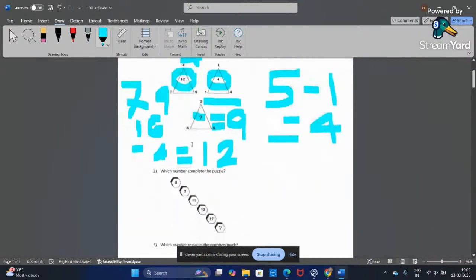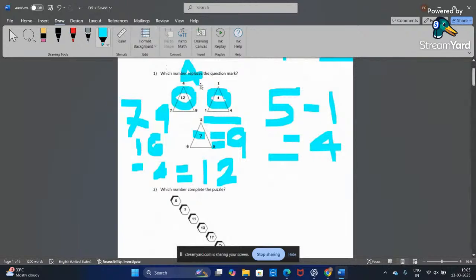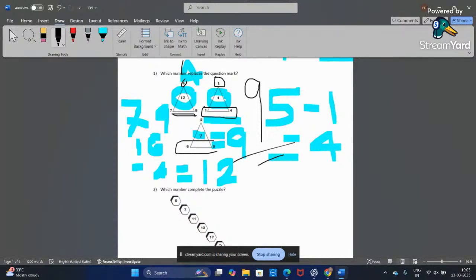We'll move on to the next one. For these, the answer is 9, because in this, the below numbers are added and then subtracted with the upper number. Same way here also, the below numbers are added and subtracted with the upper number. Same way here also. So we got 9 as the answer.